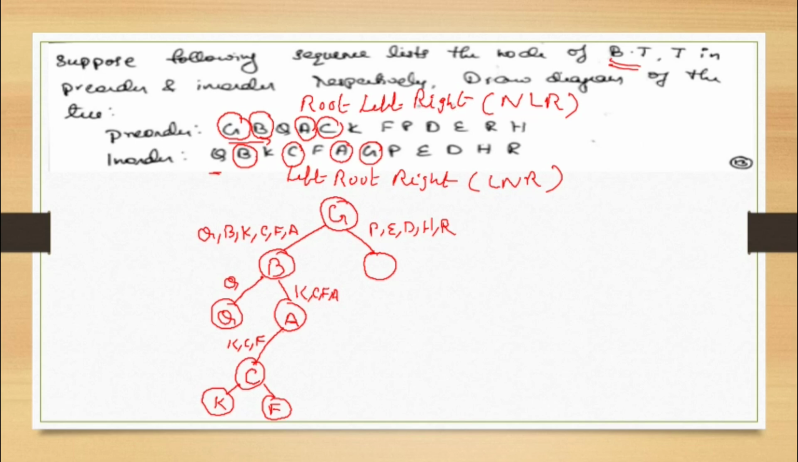Now come back, we have already done with the left subtree. Don't worry about the left subtree now, concentrate on the right subtree. Now in P, E, D, H, R, what comes first in the pre-order? We observe that P comes first, so that is the root, simple as that. What comes to the left and what comes to the right?